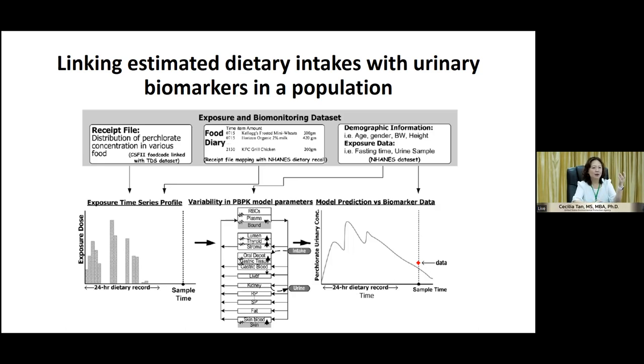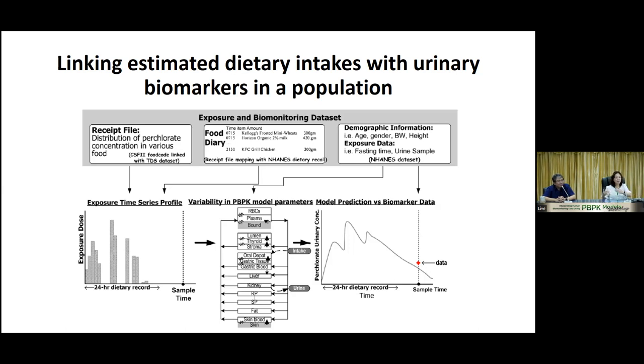And then they combine it with, how do we call it, recipe information. For example, pizza. What's in pizza? There's wheat, there's some tomato, there's sausage, there's cheese. So they measure what's in wheat, what's in tomato, what's in cheese. And then if I say I ate one piece of pizza today, they can use the recipe and chemical information to calculate your total exposure. Okay, so that is how we get the perchlorate intake data.